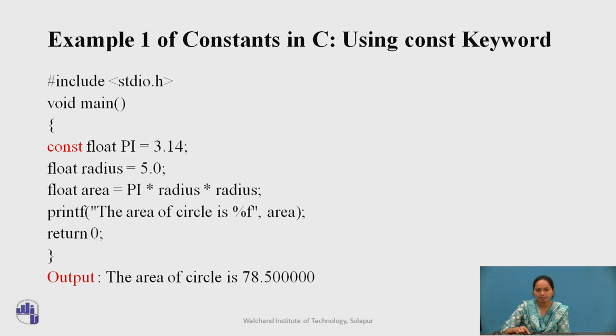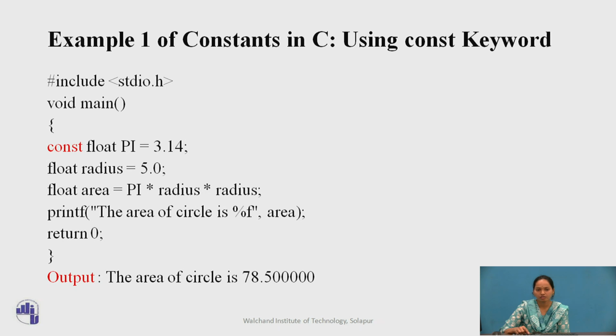First example is constant in C using the const keyword. Here is an example. We will declare a constant using the float data type. #include <stdio.h>, stdio.h is your programming language header file. void main function, curly bracket open, const is the keyword for declaring constant values. float is your data type. pi = 3.14. float radius = 5.0.